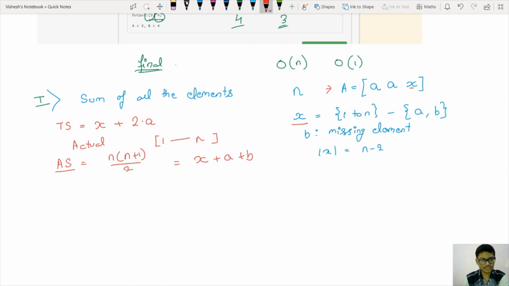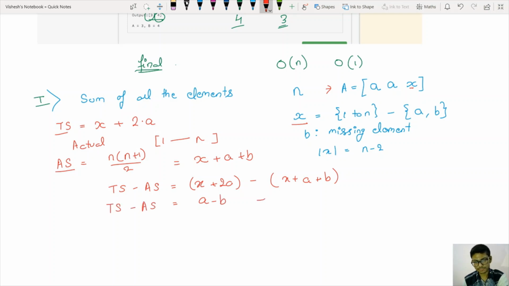So this is my actual sum and this is my total sum. Now what would be the difference of these two? Let's say I want to calculate TS minus AS. So it would be x plus 2a minus x plus a plus b, and this comes out to be a minus b. I will call this the first equation.